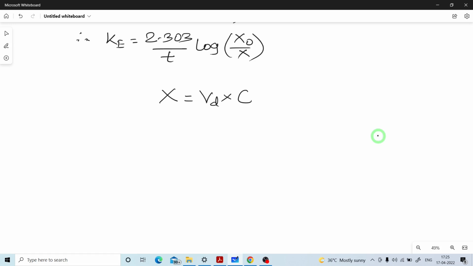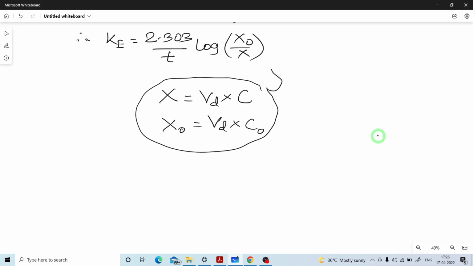What we are going to do over here is substitute the x0 and x values with the concentration terms. So for x, it will be Vd into C. For x0, it will be Vd into C0. So instead of x and x0, we are going to put Vd into C and Vd into C0 over here. Now see, the volume of distribution is going to stay constant. As volume of distribution is going to stay constant, substitute the values of x and x0 in the above equation.